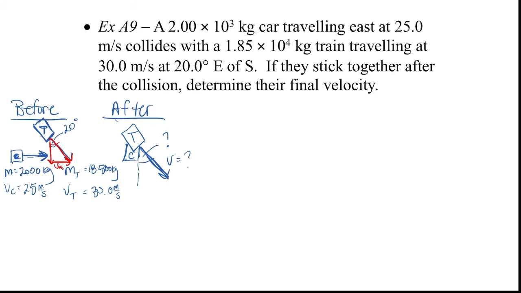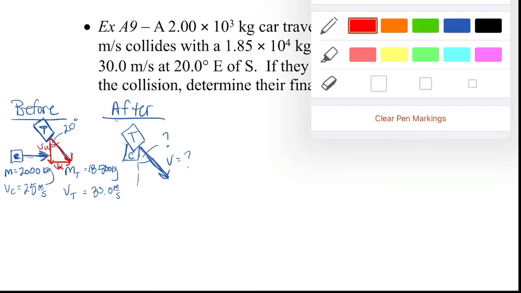So again, there's our angle. At this point, our velocity in the X direction is the opposite side and the velocity in the Y direction is the adjacent side. So we're going to use sine for velocity in the X direction and cosine for velocity in the Y direction, which is opposite of what happened before.